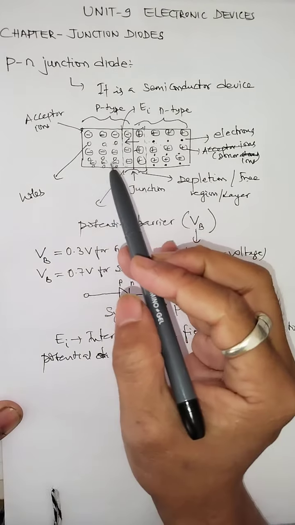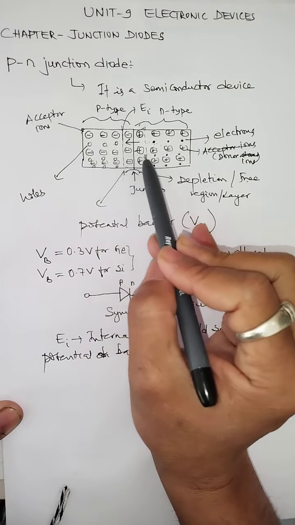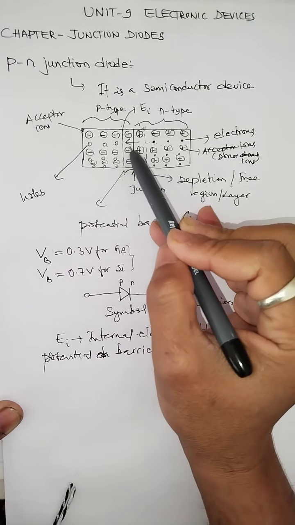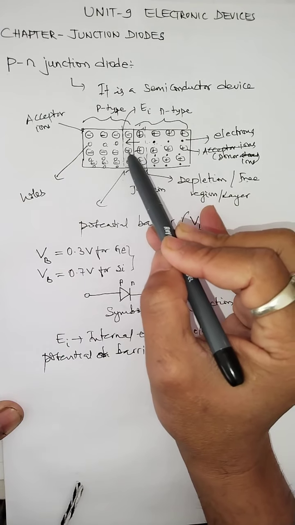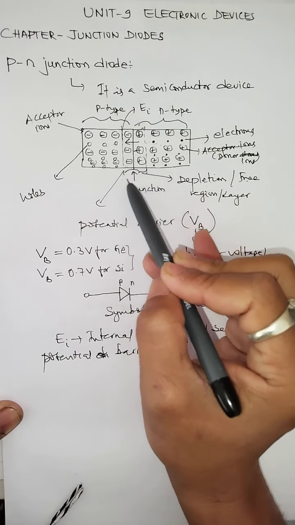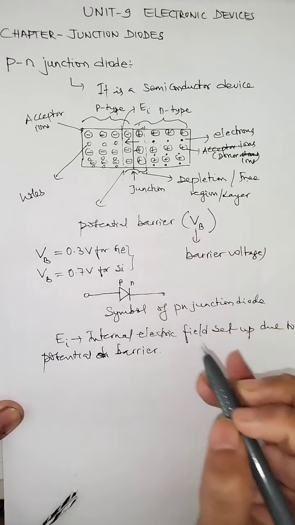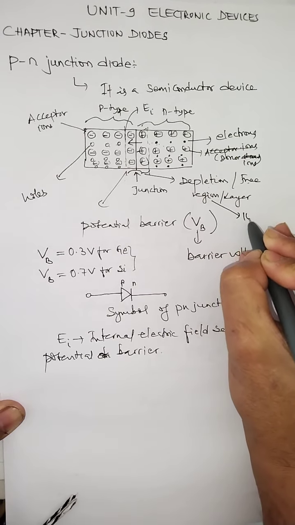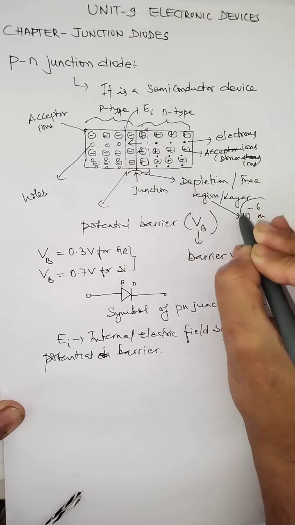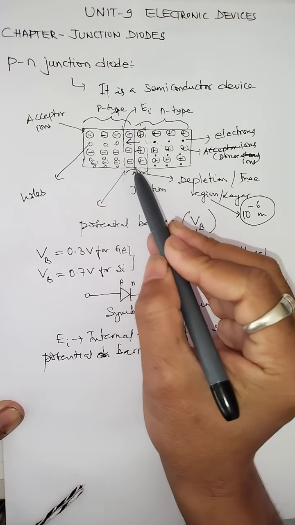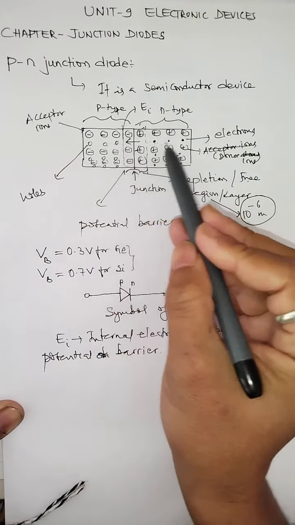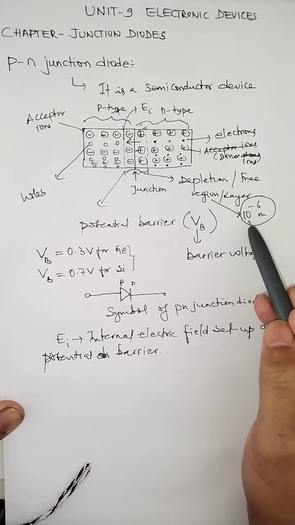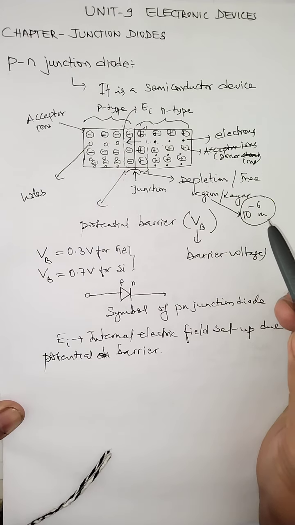The region on both sides of this junction, which has become depleted or free from mobile charge carriers, no holes and electrons, which have already diffused, is called the depletion region. And let me tell you children, the width of the depletion region is almost 10 to the power minus 6 meter, a very small width. The width of the depletion region, formed by connecting p and n-type semiconductor due to diffusion, is nearly how much? 10 to the power minus 6 meter.